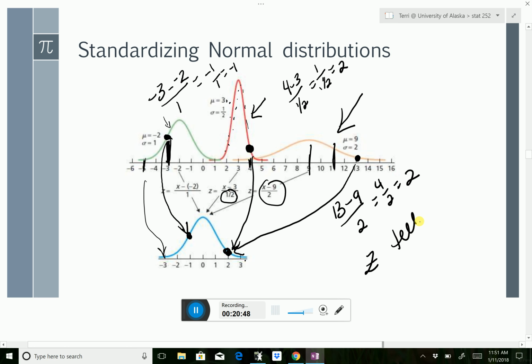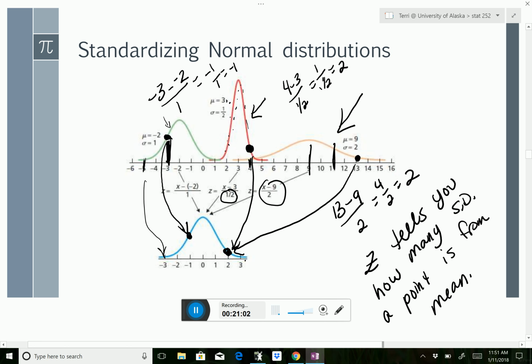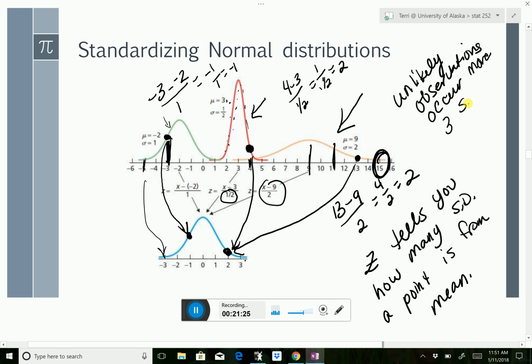The z tells you how many standard deviations a point is from the mean. And we know that if it's normally distributed and we're more than 3 standard deviations away from the mean, that's a pretty unlikely observation. Unlikely observations occur more than 3 standard deviations away.